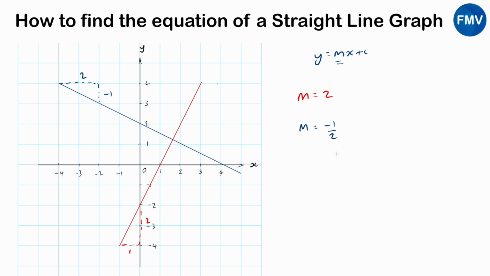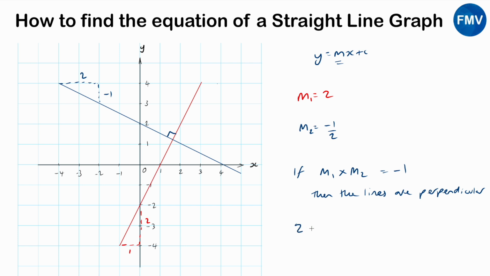Now, a question could say, are these two lines perpendicular? Or show that these two lines are perpendicular. Now, to show that they're actually 90 degrees to each other, or they intercept at 90 degrees, what we can do here is we can multiply the gradient of the red line, so m1, by the gradient of the blue line, m2. Now, when you do that, if the product of both of those is equal to minus 1, then they are perpendicular. Let's just check that with these two.